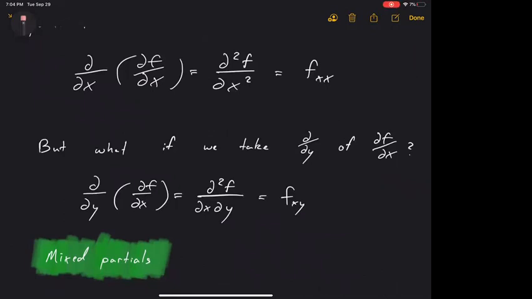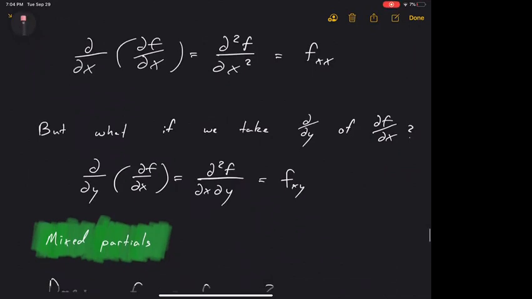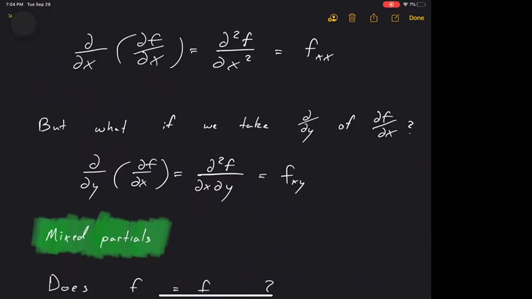Okay, what if I take the partial with respect to y of the partial with respect to x? What does that give us? So what I'm saying is take the partial with respect to y of the partial with respect to x. And this all makes sense because I'm starting with a function f of x y. I'm taking its partial derivative. That's going to give me this thing in here, which is still a multivariable function.